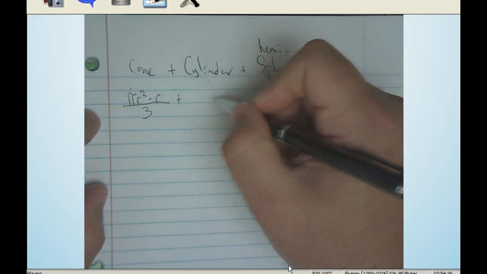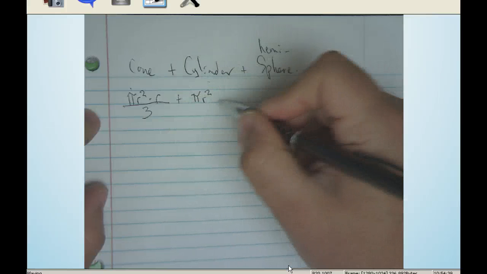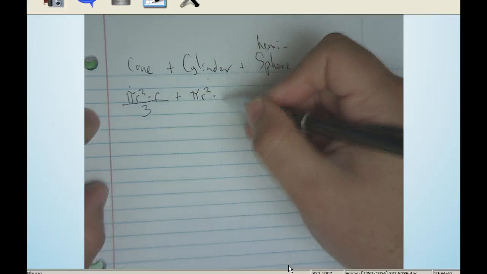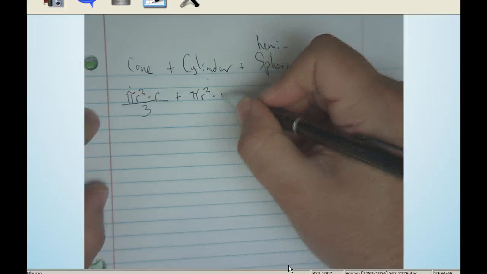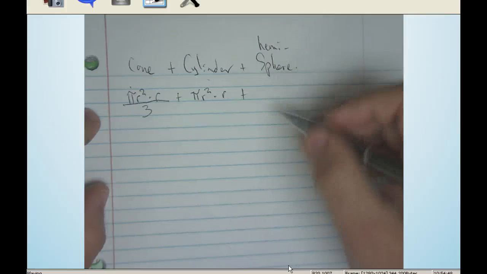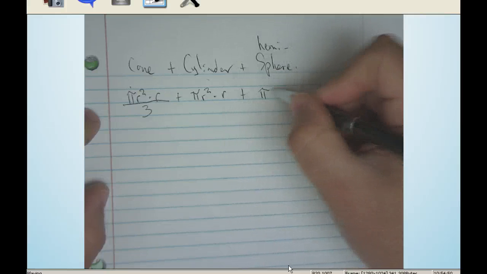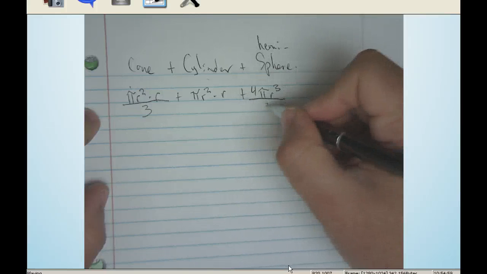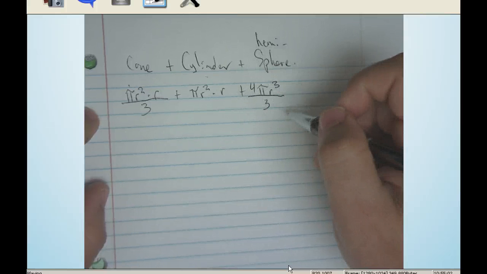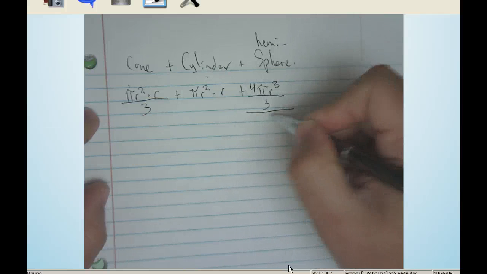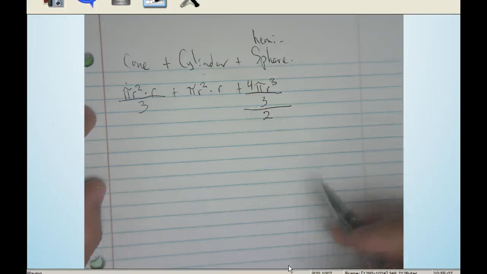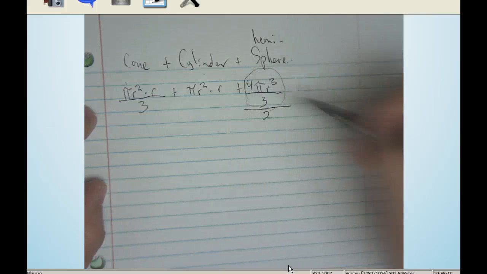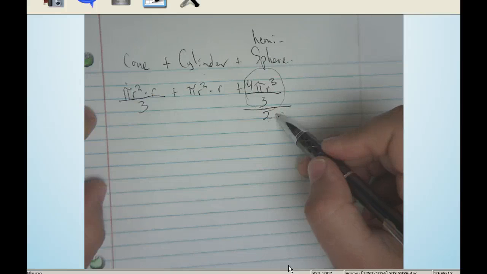Now our cylinder is equal to the area of the base, which is pi r squared, times the height. The cylinder was given to us as having a height of r as well. Now our sphere is equal to pi r cubed, and then we multiply that by 4 and divide by 3. That's our volume for the sphere. The only thing is we have to divide that by 2 because it's a hemisphere. We're taking half of that. That's the volume of a full sphere, and we're doing a half sphere, so we have to divide that by 2.